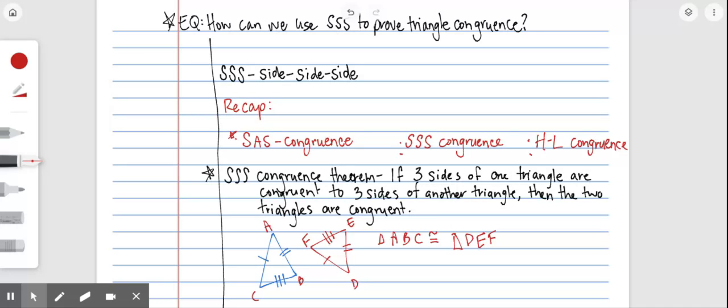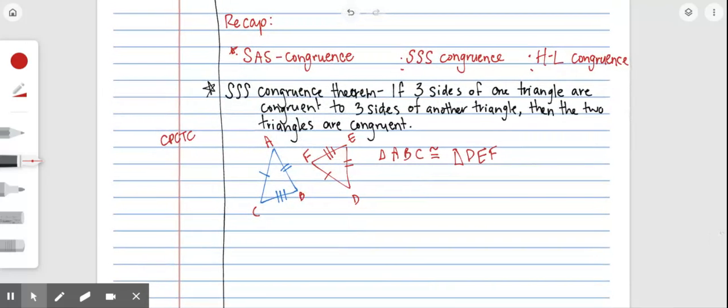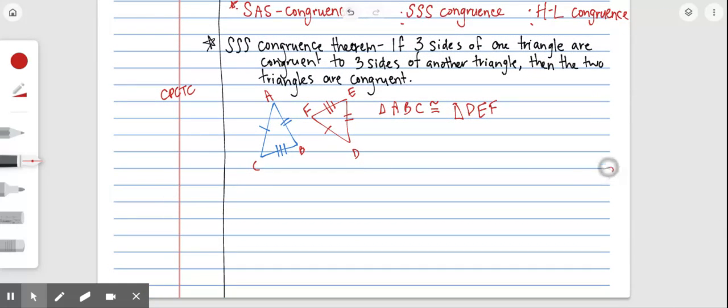So that means angle A has to be congruent to angle D. Angle B has to be congruent to angle E. Angle C has to be congruent to angle F, and that's because of CPCTC. Corresponding parts of congruent triangles are congruent. Okay, the angles are congruent, the side lengths are congruent. All right, so that's the side-side-side congruence theorem. Let's use it to see if some examples are congruent.